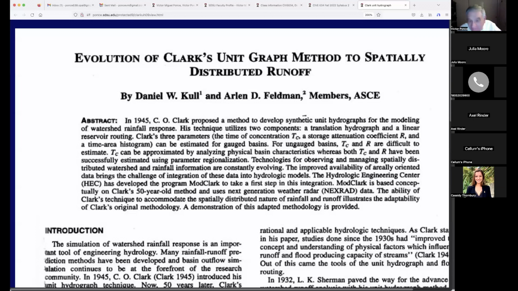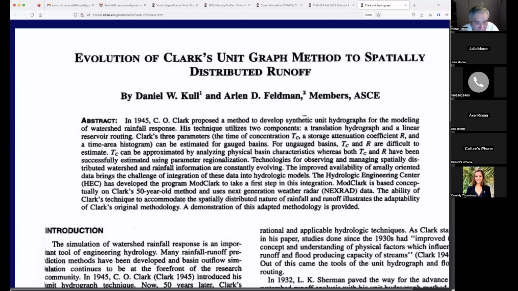I'm just saying, ModClark is based conceptually on Clark's 50-year-old methodology, 50 years old up to that time. Now it's 70 years old. It uses next generation weather radar, NEXRAD data. That's cool. That is the modern data which was becoming available at the time. So really the challenge is to integrate, as they try to do in here, the methodologies of old, like Clark, with the techniques of new, which is the GIS and the radar and all this other electronic stuff, which should be pursued because it's progress.